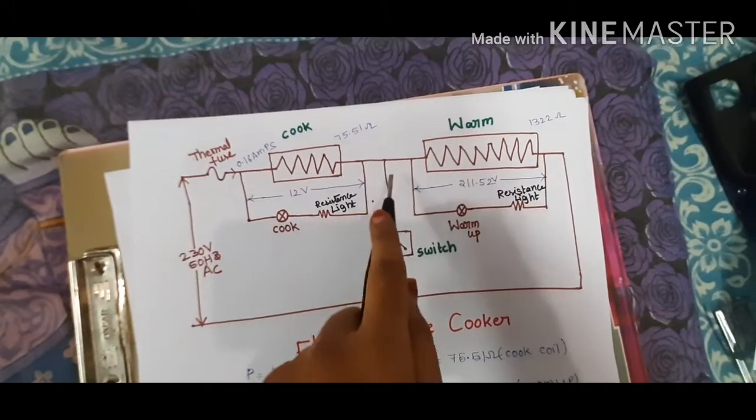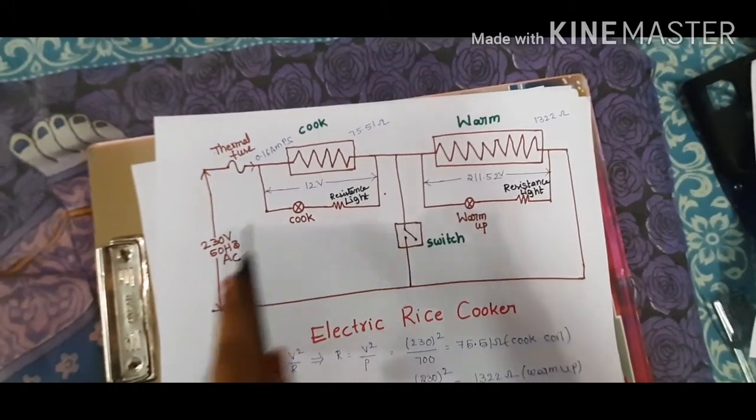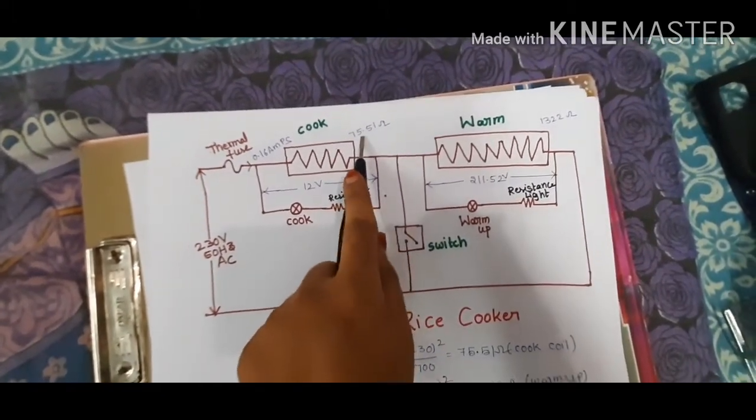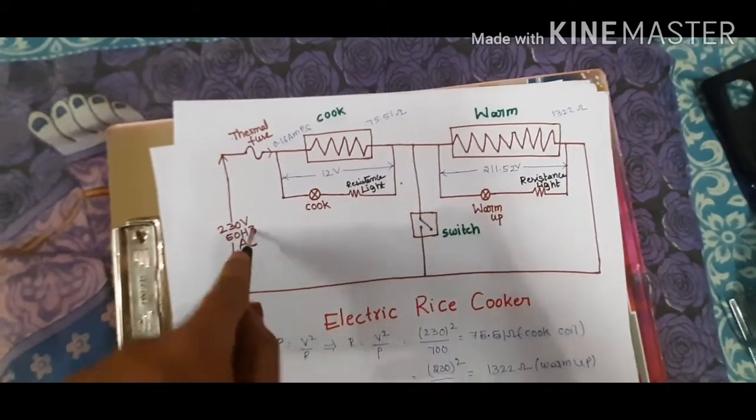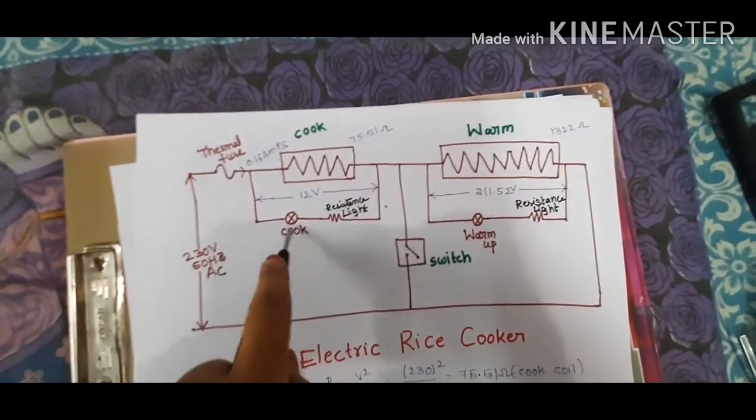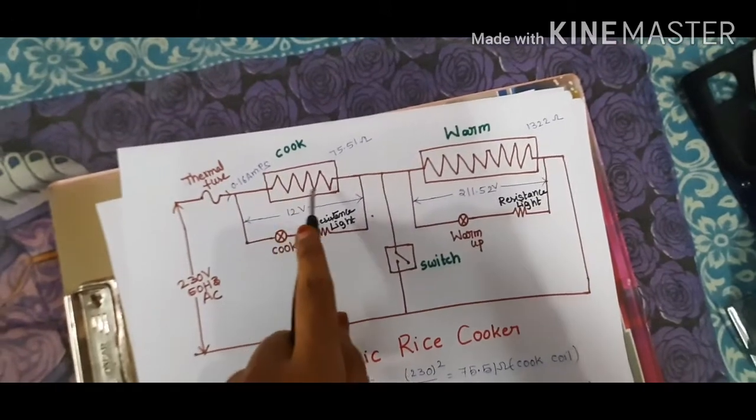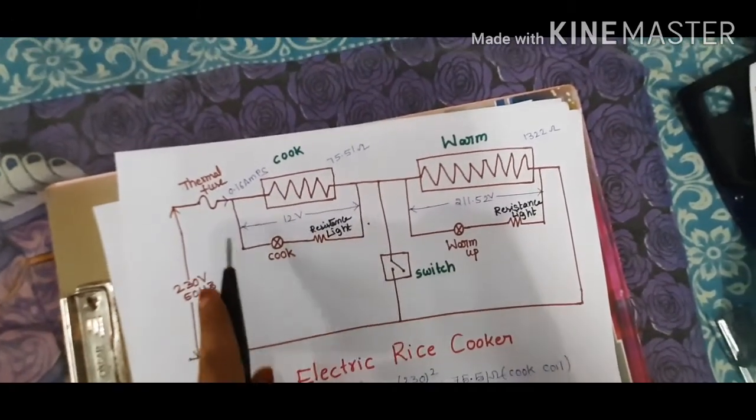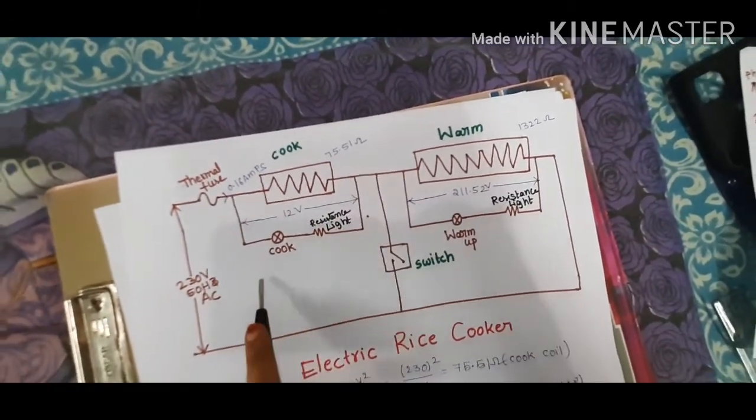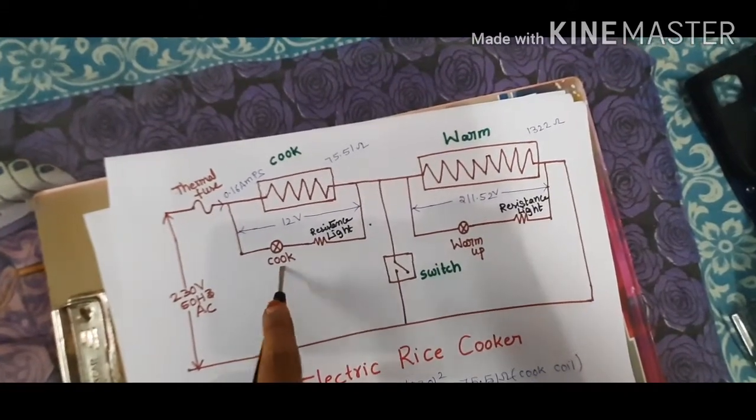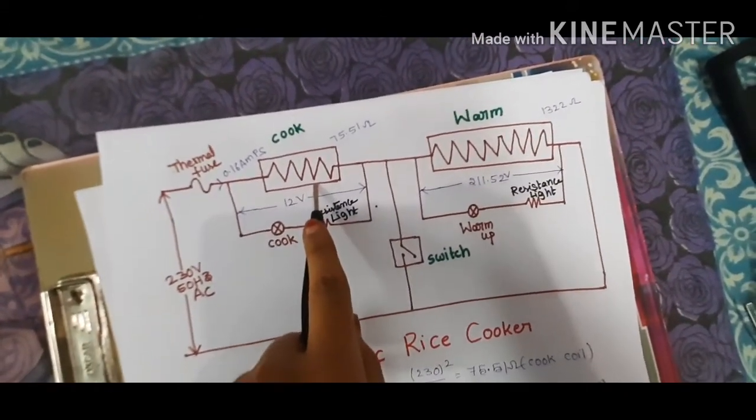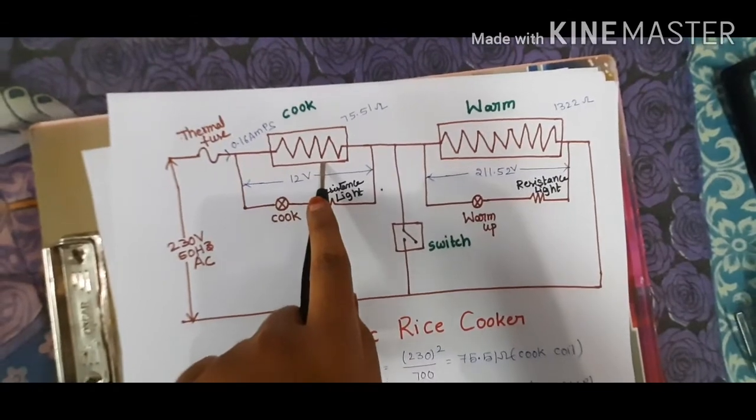When we press cook mode, this resistance will be cut off. The circuit will be closed through this path. Here the resistance is 75.51 ohms. The voltage is 230. From this the current is around 3 amps. 3 amps current will be flowing through the cook coil. Full voltage will be applied across its two terminals. The cook indication will glow and heat will be produced inside the cook coil.